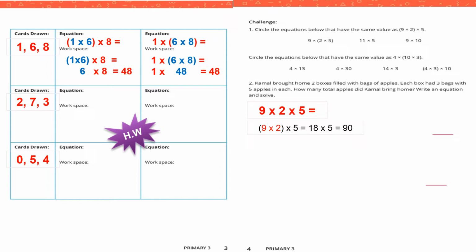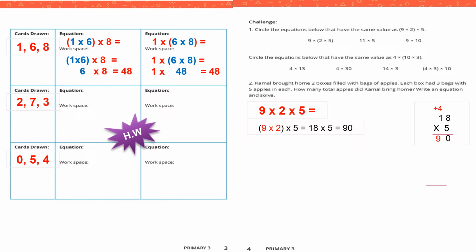9 times 2 equals 18. 18 times 5, 90. How did you get it? I will write here 18 times 5. Then we will multiply 5 times 8, 40. Can we write all 40? No, we will write 0 and carry 4. Then we will multiply 5 times 1, 5. 5 plus 4, 9. Remember here we multiplied 5 times 1 first. Then we added 4. Okay, so don't add 4 first. We multiply 5 times 1 first.